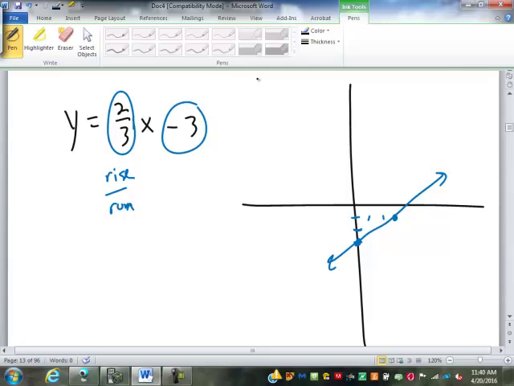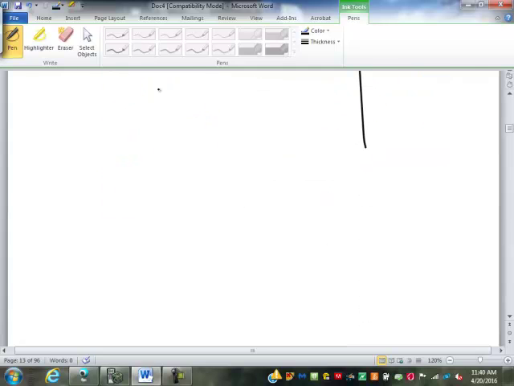Because of that, we can look at a graph, and we can write the equation from it.